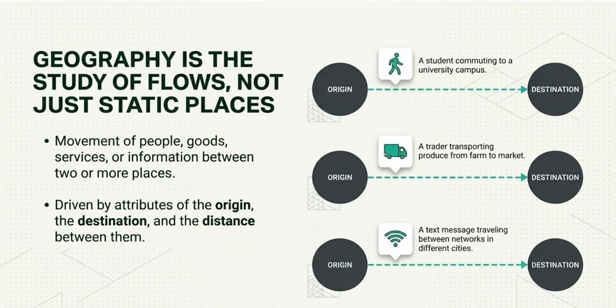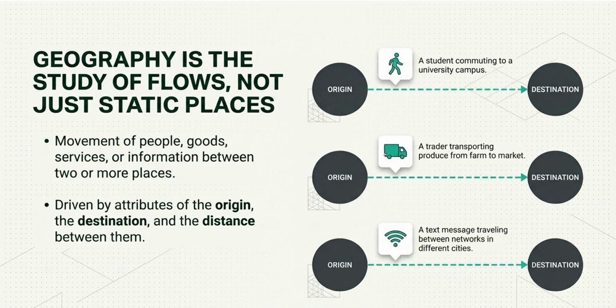A student from home going to a destination, which is a campus. A trader transporting produce from a farm to a market. A text message traveling between networks in different cities. These are driven by origin, destination, and distance. That is the spatial interaction model.